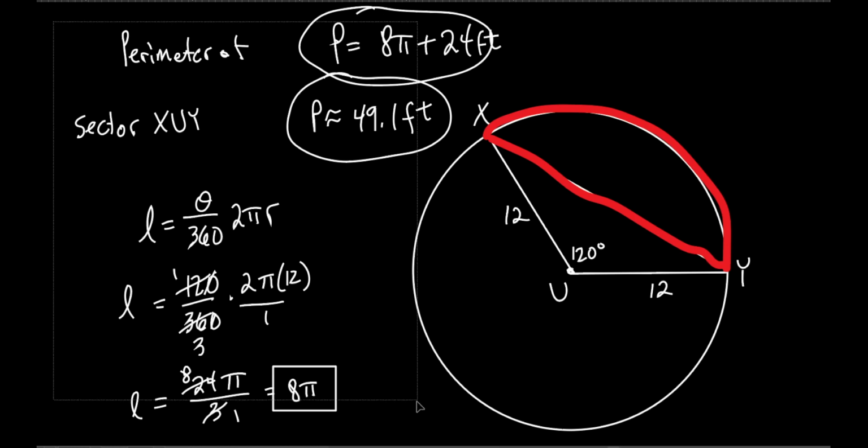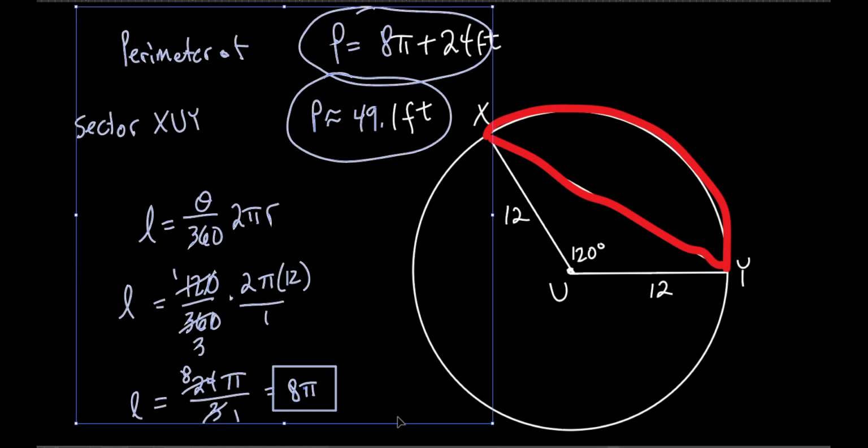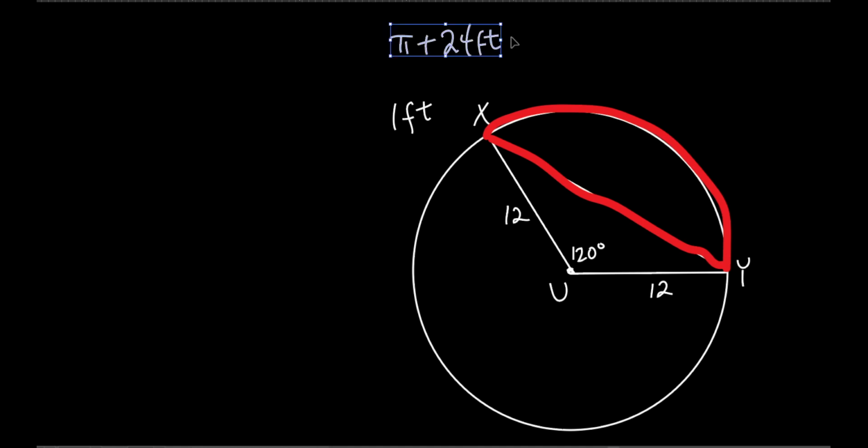I'm going to get rid of all of this just so I don't have to make another circle. Well, we already know XY, don't we? Or we already know the arc. Yes? So what was the arc? What was the arc XY? What was the distance from X to Y around that circle? It was 8 pi, right.